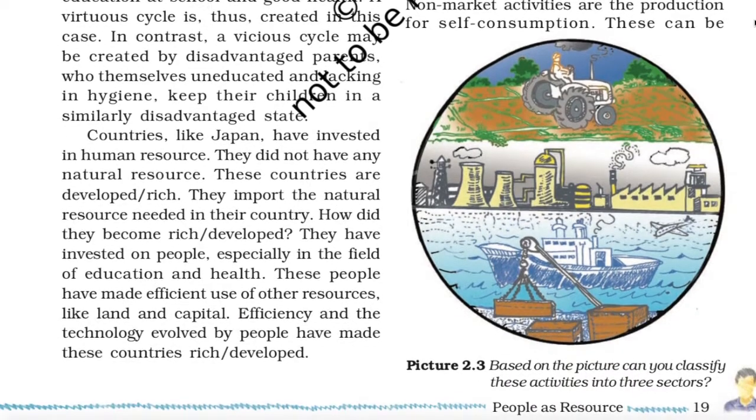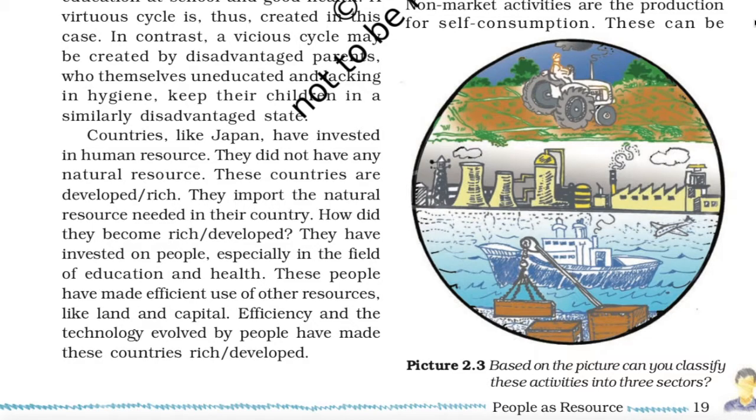Countries like Japan have invested in human resource. They did not have any natural resource. These countries are developed, rich. They import the natural resource needed in their country. How did they become rich?